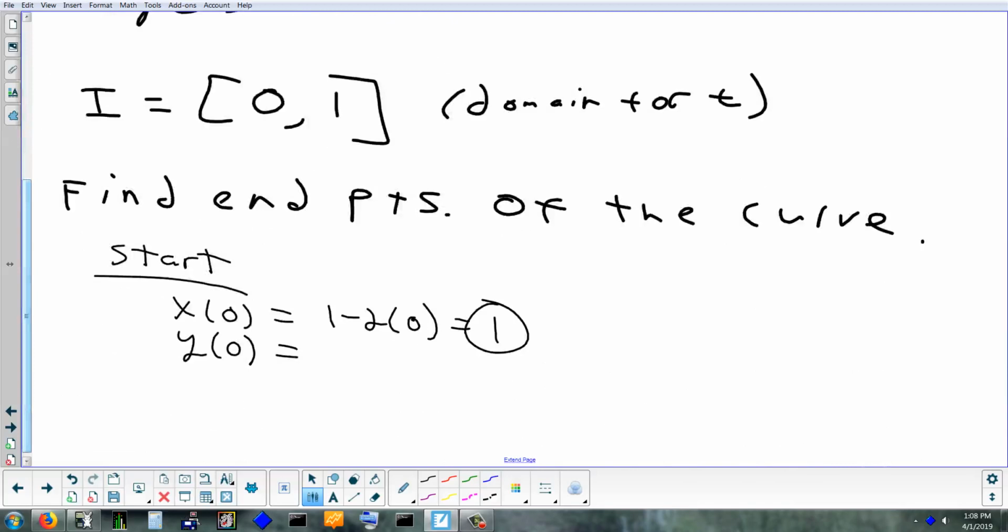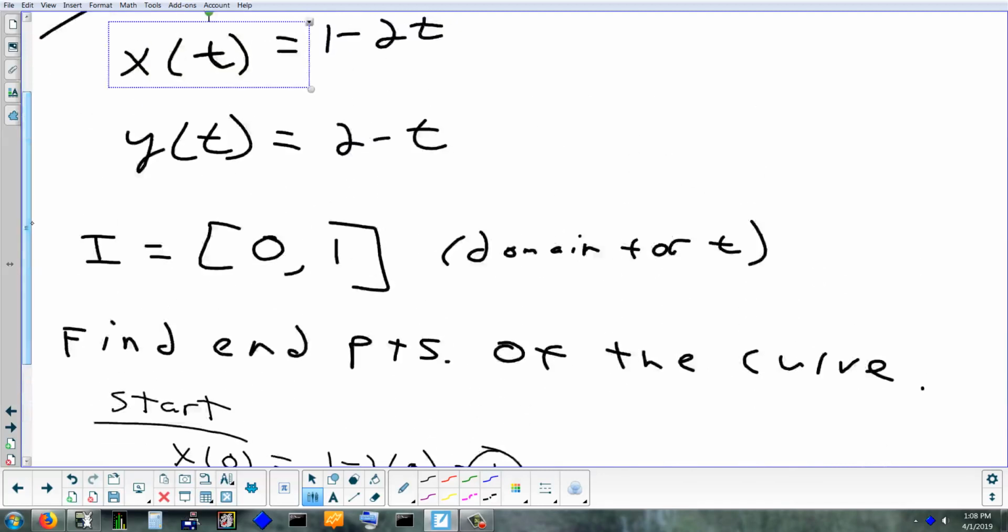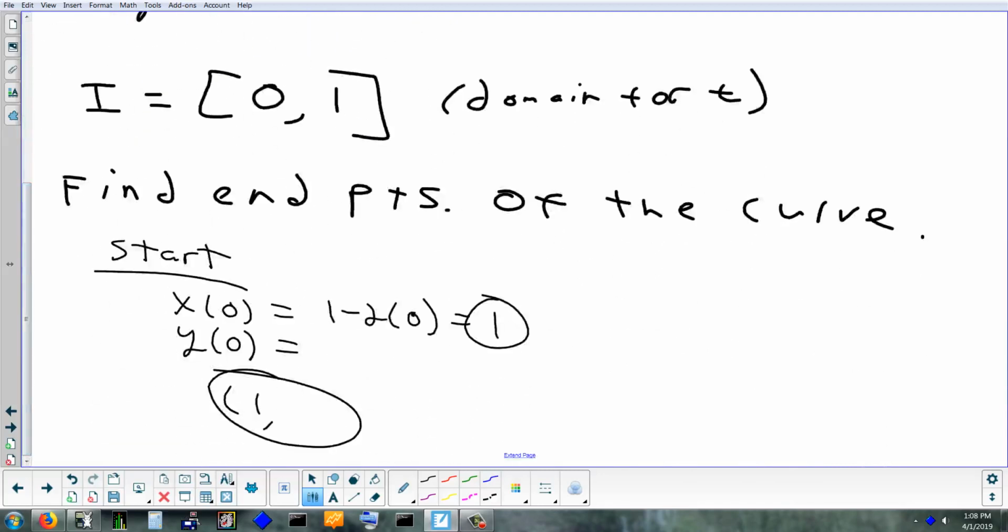So the starting coordinate has an x value of 1 and a y value of 2 minus 0, which gives me 2. So this parametric curve is going to start at the coordinate 1, 2. Any questions on how we got that?